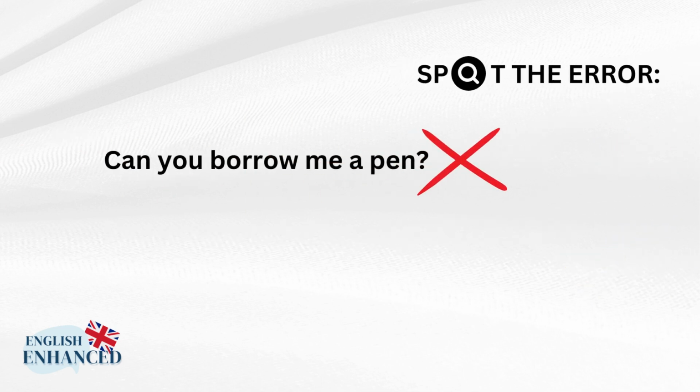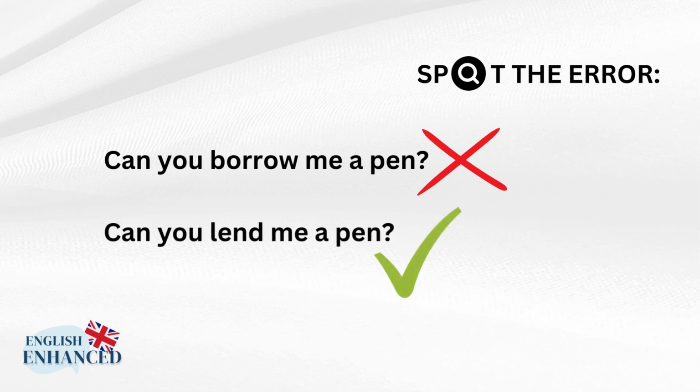Okay, second example. Can you spot the error? "Can you borrow me a pen?" So the right answer would be, "Can you lend me a pen?" Lend and borrow are related, and often they're used interchangeably when really they shouldn't be, because lend is a verb that's used when somebody gives something to someone else for a temporary period.